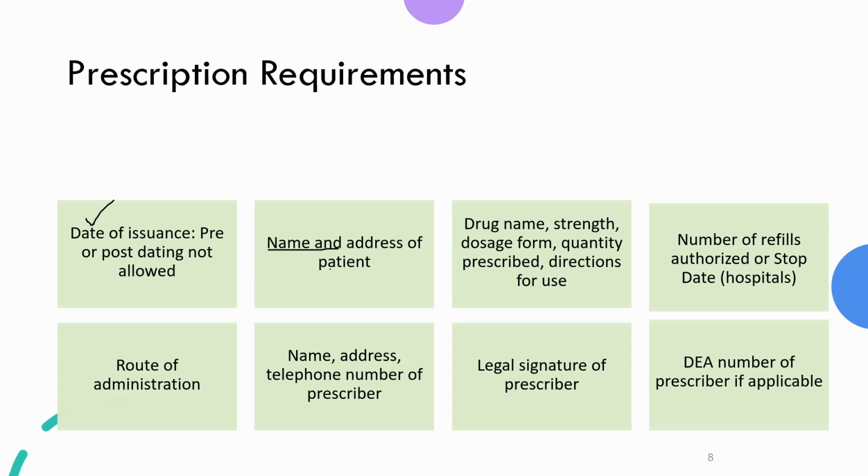Name and address of the patient. You need to have the name, strength, dose form, quantity prescribed, and directions for use. You need to have the number of refills authorized or the stop date. So in a hospital, there will be a stop date for antibiotics and things like that. You need to have it in a prescription, or what we call orders in a hospital. And then you have route of administration, name, address, telephone number of the prescriber, the signature of the prescriber, and the DEA number if it's applicable. Here, the DEA number, of course, is going to be applicable for controlled substances.